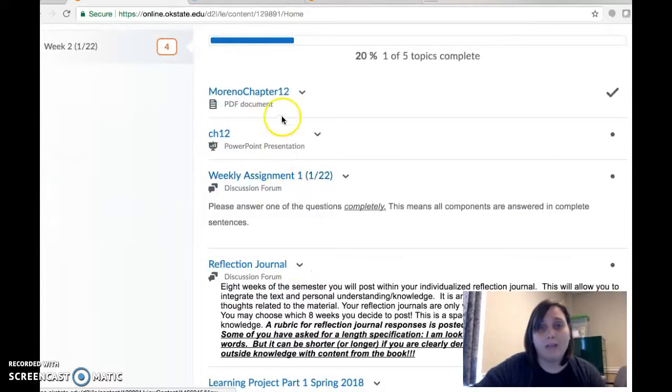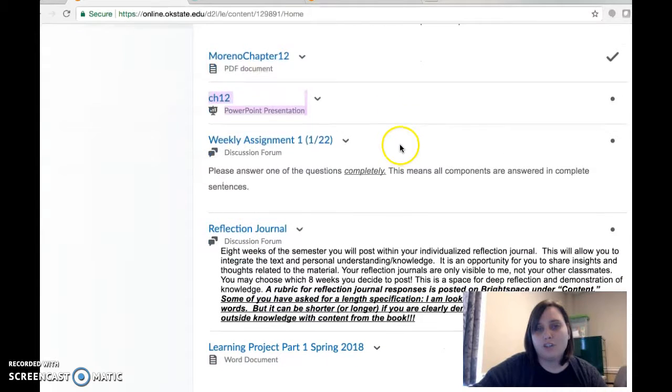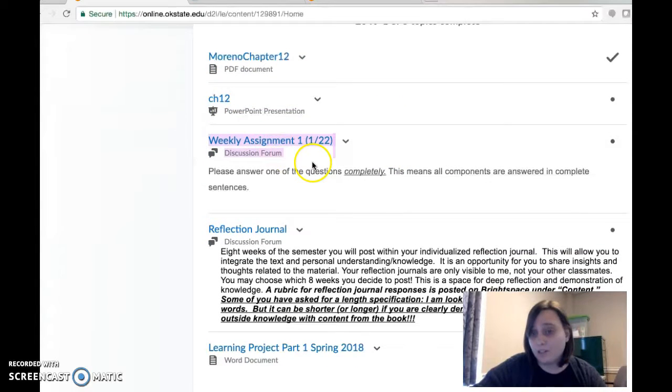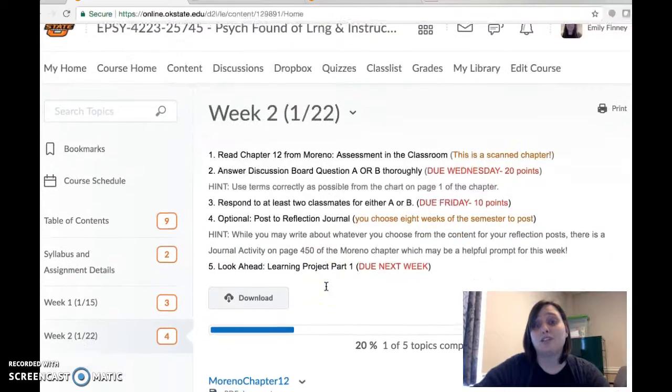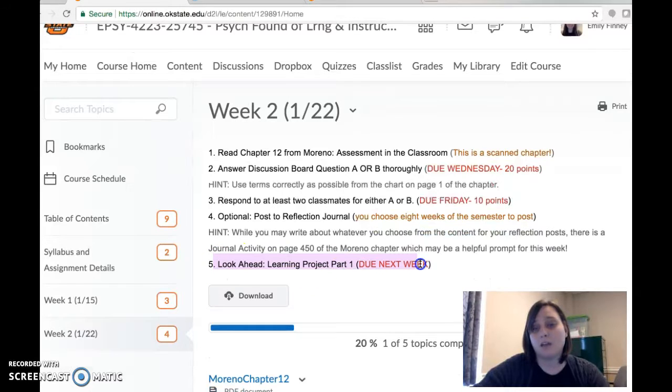So we have the chapter and then a PowerPoint that might help you through the chapter, the weekly assignment, which is the discussion board, a link to your reflection journal, and then a link to Learning Project Part 1 because it's due next week. So you'll see sometimes on the bottom of your to-do list it will say look ahead, and it will tell you if a large project is due the upcoming week, and that means that I want you to spend more than just next week working on it.